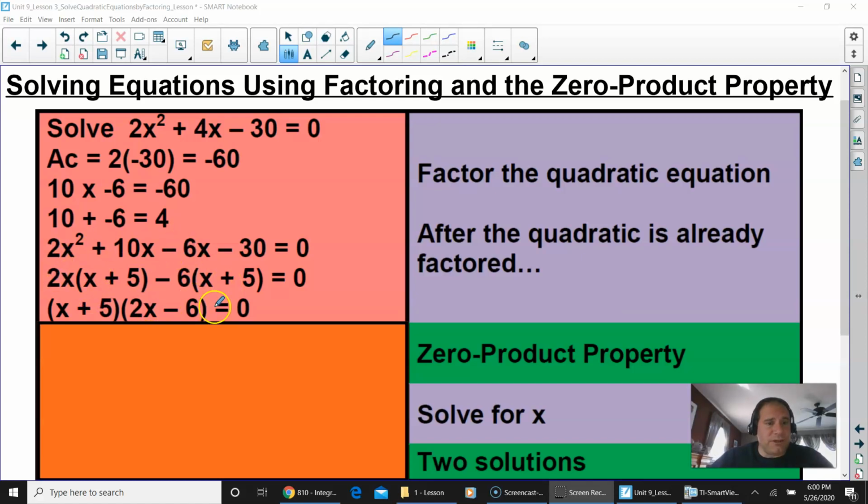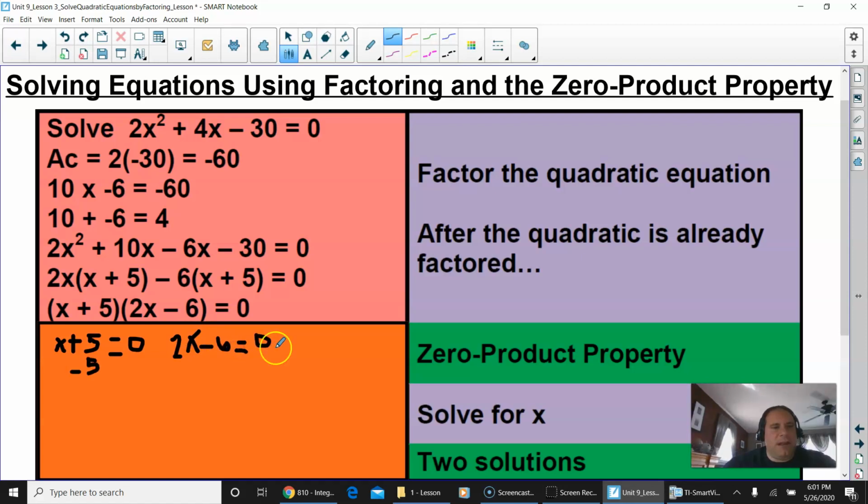2x minus 6 equals 0, and x plus 5 equals 0. So that's how you would set it up. You have x plus 5 and 2x minus 6, both equal to 0, and then you can split it up like this. The factoring part is done, but now you're going to figure out the roots. When you're figuring out the roots, you set up x plus 5 equals 0, and you also set up 2x minus 6 equals 0.